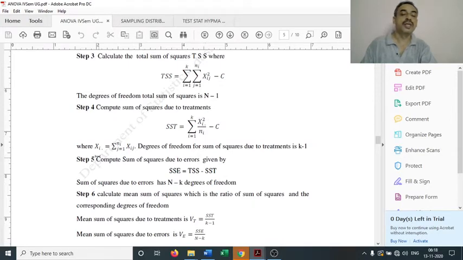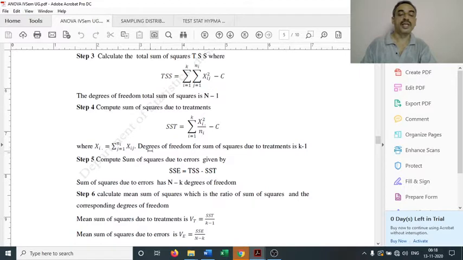Xi dot means sigma j is equal to 1 to ni xij. There is a dot after i in the suffix. Xi dot is sigma j is equal to 1 to ni xij, or in the table it is equivalent to t1. Next we are finding squares of this xi dot, so xi dot square by ni. If i is 1, x1 dot square by n1. Now i is 2, x2 dot square by n2, etc. And the sum of these xi dot square by ni minus C is the value of the sum of squares due to treatments.